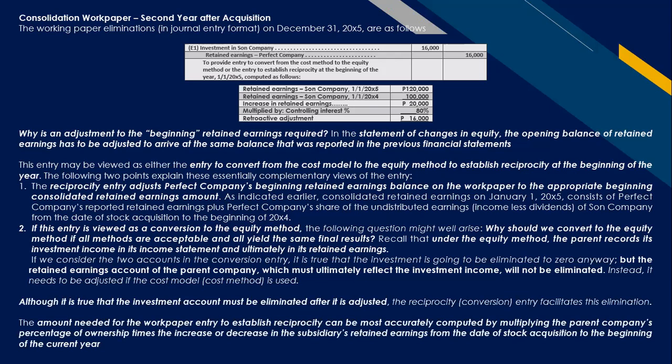The amount needed for the work paper entry to establish reciprocity can be most accurately computed by multiplying the parent company's percentage of ownership times the increase or decrease in the subsidiary's retained earnings from the date of stock acquisition to the beginning of the current year.